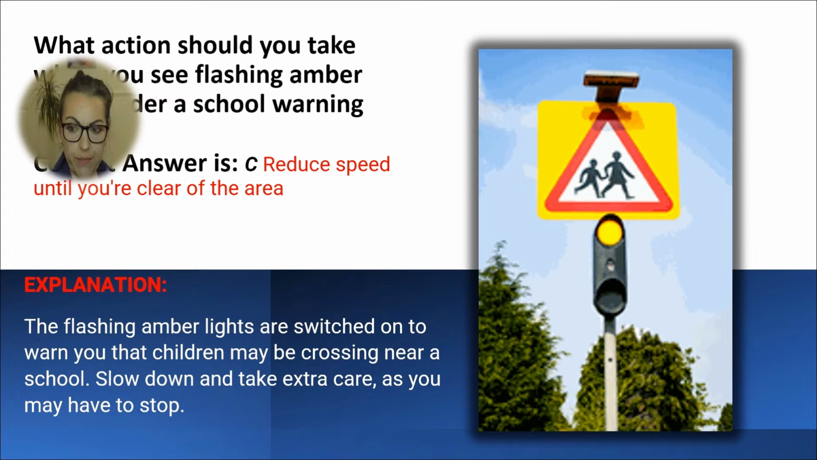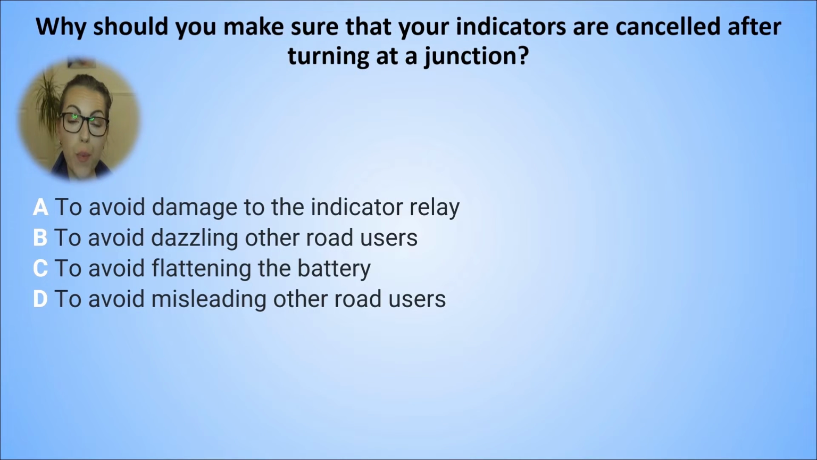Next question. Why should you make sure that your indicators are cancelled after turning at a junction? A. To avoid damage to the indicator relay. B. To avoid dazzling other road users. C. To avoid flattening the battery. D. To avoid misleading other road users.